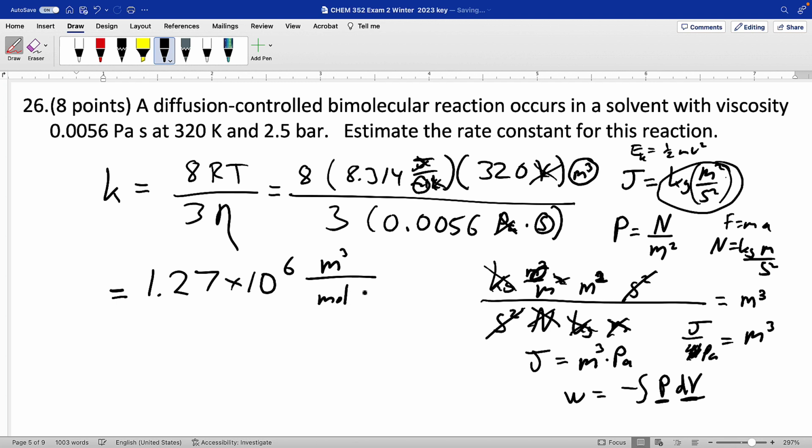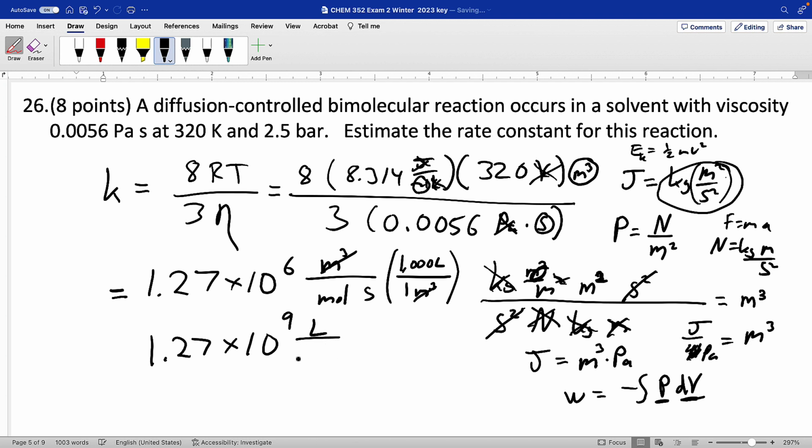And that's not what we're used to using for chemistry units. So for chemistry units, we probably ought to switch this to liters. So we've got 1,000 liters is 1 meter cubed. And then we can get units that we're used to for a rate constant. So we're going to multiply by 1,000. So we get 1.27 times 10 to the 9th liters per mole per second. And if we look at this, this is the range that we talked about before for diffusion limited reactions.